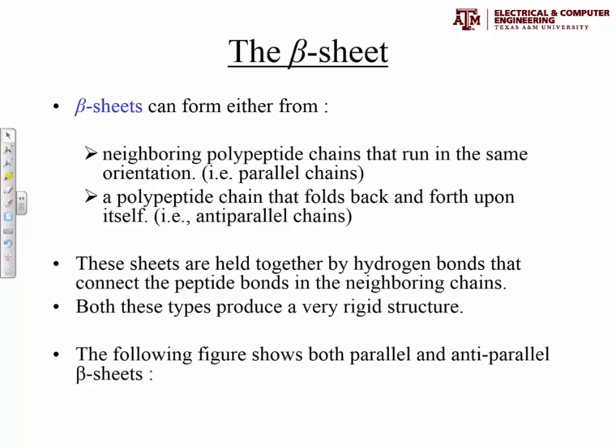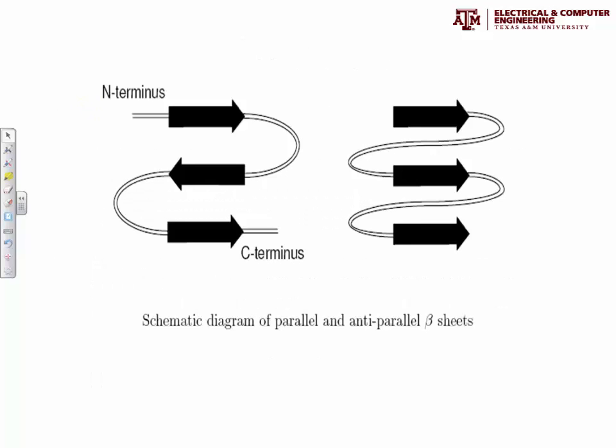So that does our treatment of alpha helices. Then the next special kind of motif that we have is called a beta sheet. Now, beta sheets can form either from neighboring polypeptide chains which run in the same orientation, that is parallel chains, or a polypeptide chain that folds back and forth upon itself, that is anti-parallel chains. And I think if I go to the next slide, I can show that to you clearly.